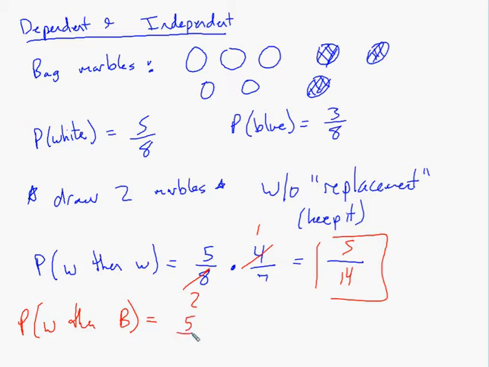Well, there's 5 eighths that are white. Now, this is a little bit different. I have taken out a white marble, so how many white marbles are there? 7. How many blue marbles are there? 3. There's still, all 3 of the blue marbles are still in the bag. And no canceling, so 15 out of 56. That's the probability of that happening.